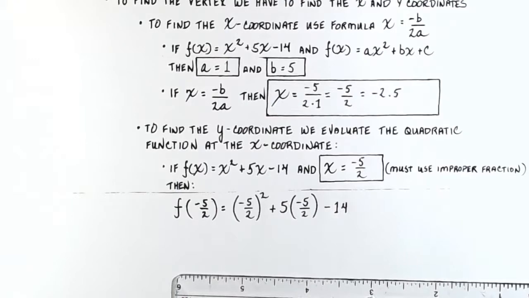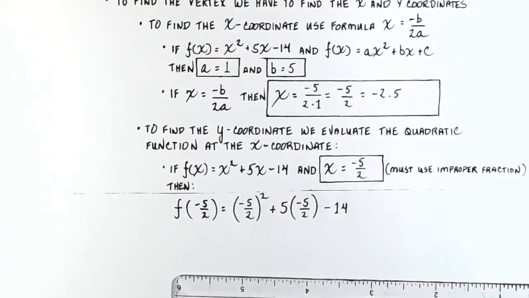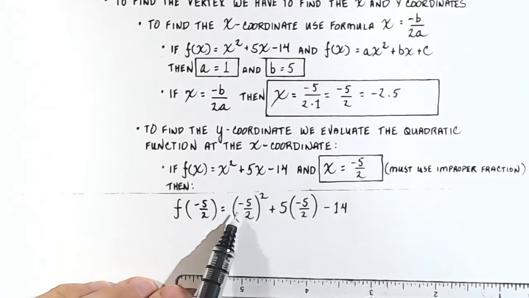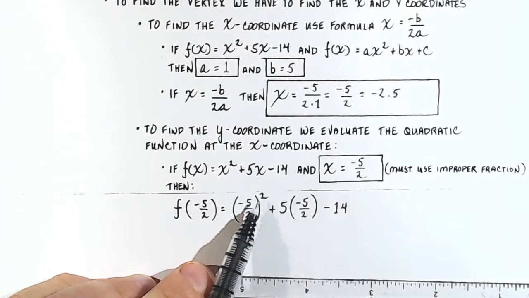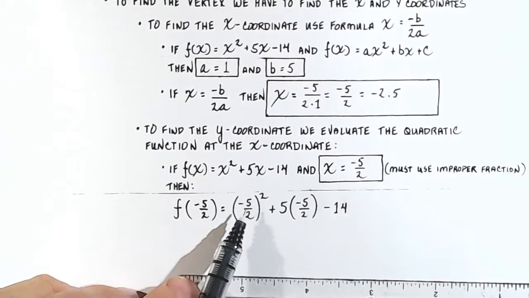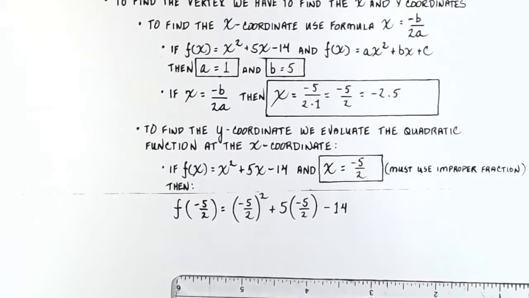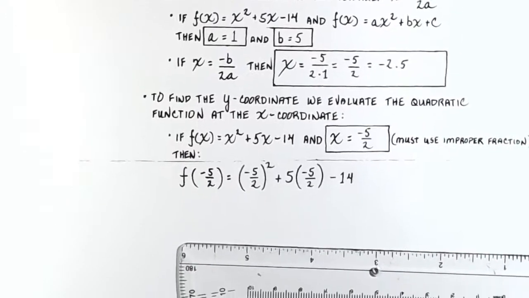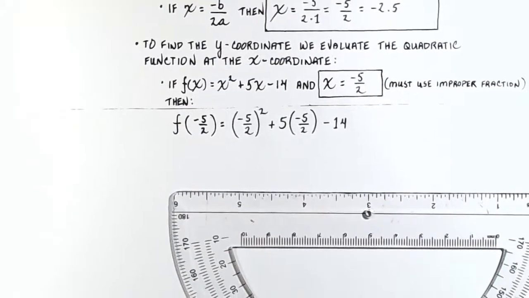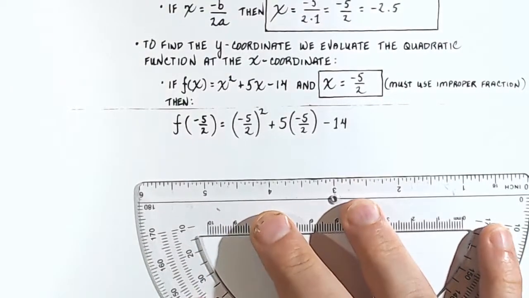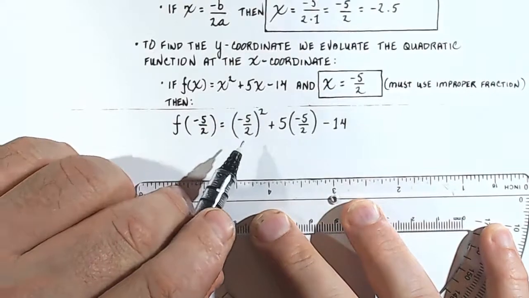Be real careful if you're ever going to do this in a calculator. There's a big difference between negative 5 over 2 squared and open parentheses, negative 5 over 2 close parentheses squared. It's going to give you a different number, the way the TI calculator works. So I prefer to do it by hand anyway, because I tend to forget the parentheses and I get it wrong. So let's just do it by hand.